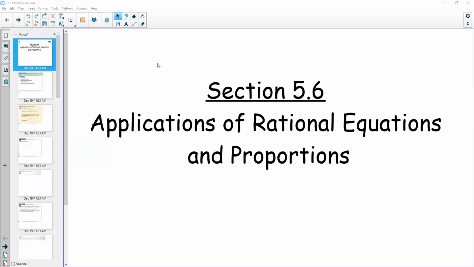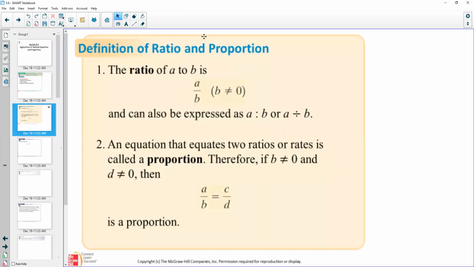Hey everybody, this is the last section of chapter 5. This is 5.6, applications. You know what applications mean, right? Means word problems and other stuff. All exciting. So we're going to start with ratio problems, ratio and proportion.